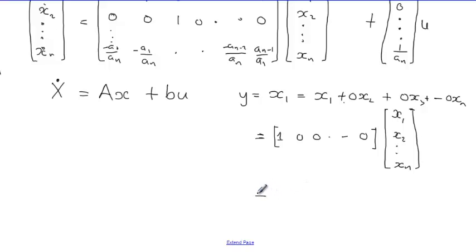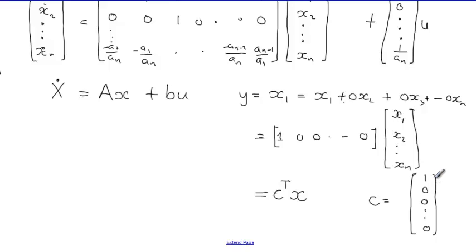Then writing this in general, this is going to be written as C transpose multiplied by the state vector x, representing this component, and then C will be the column vector consisting of n rows, which is 1 0 0 dash dash up to 0, up to the nth row.